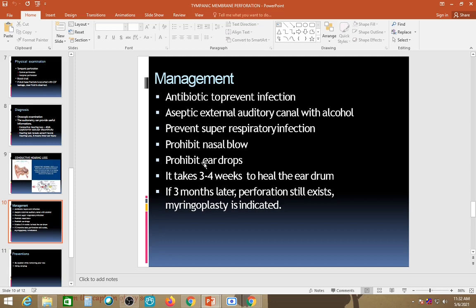Can you read from here? Okay, Indrani, can you read from this slide? Management.